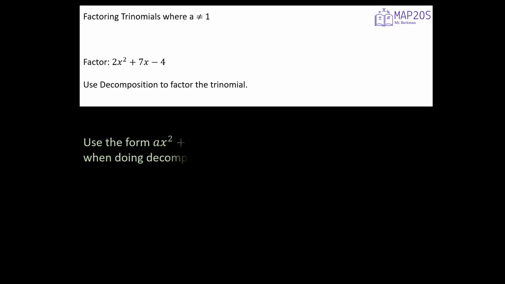The first thing that we have to be aware of is we have to remember our form ax squared plus bx plus c. We need to know what is our a value, our b value, and our c value in order to use decomposition. Now remember that the a value is the number in front of the x squared, the b value is the number in front of the x, and the c value is the constant at the end. Each one of these numbers will be either positive or negative based on the sign that's in front of them. In this case, a and b are both positive, and c is a negative value, and we have to make sure that we keep that in there.